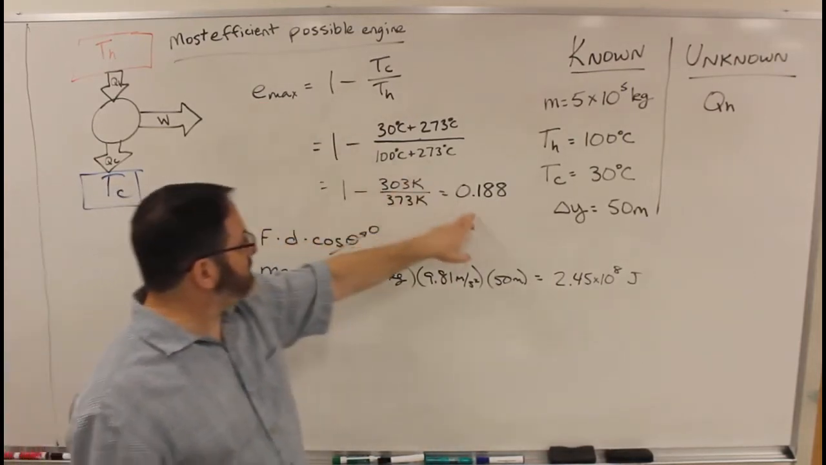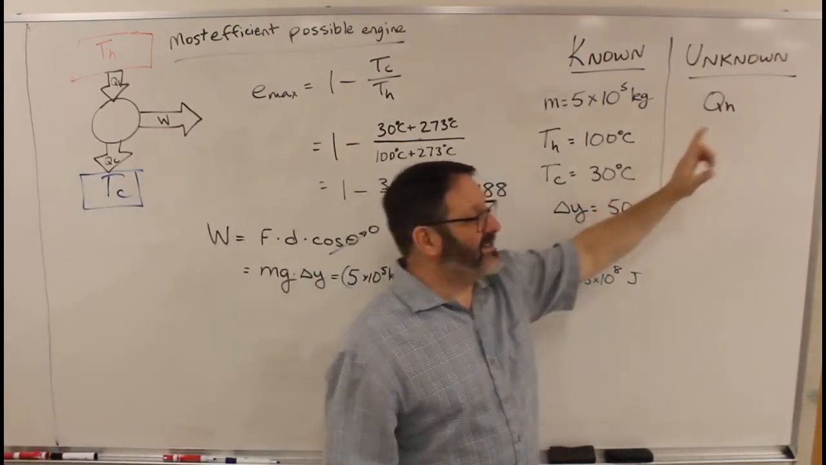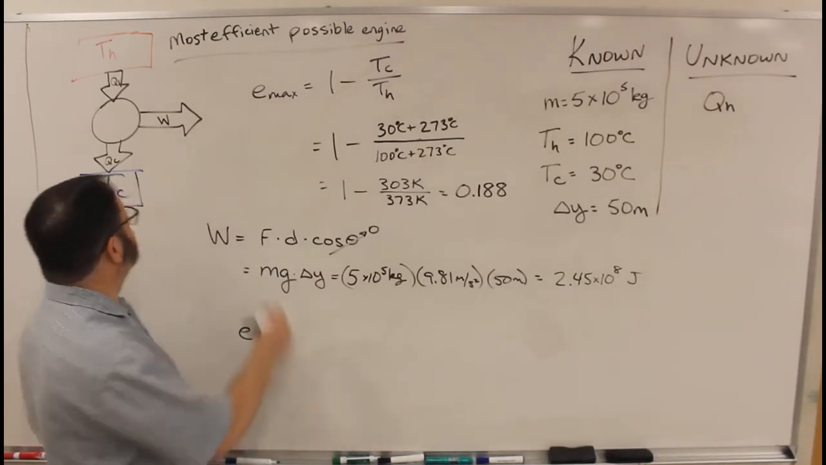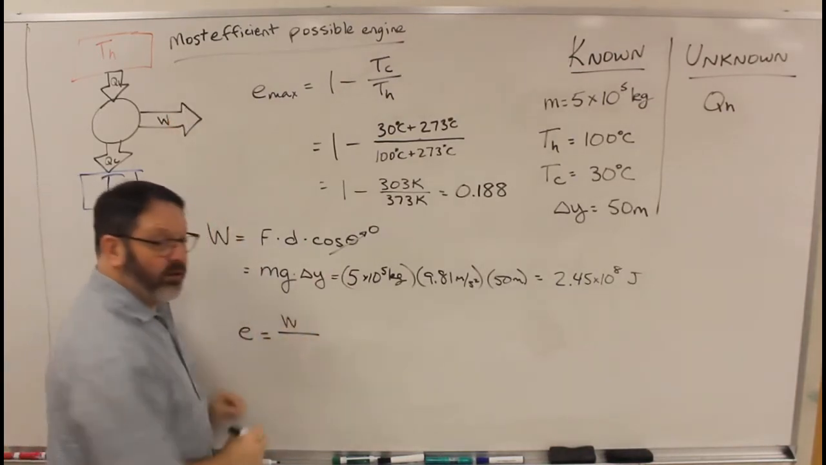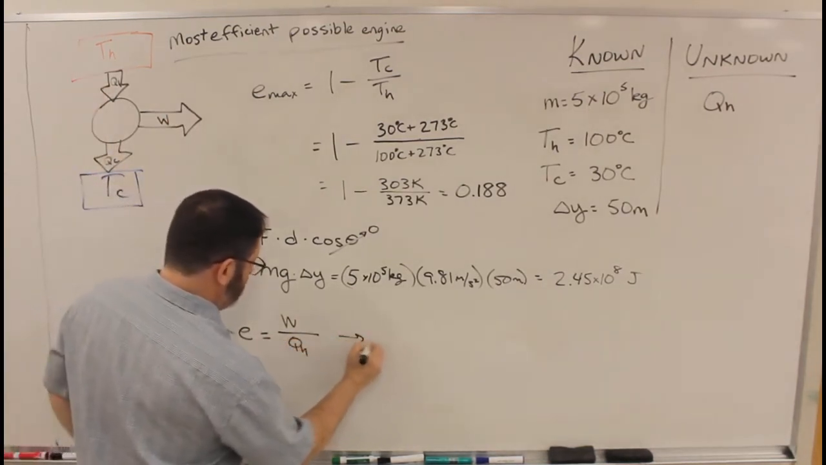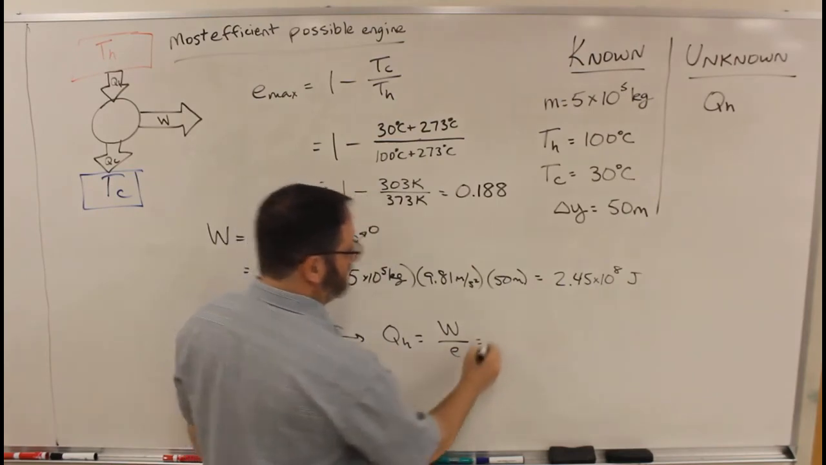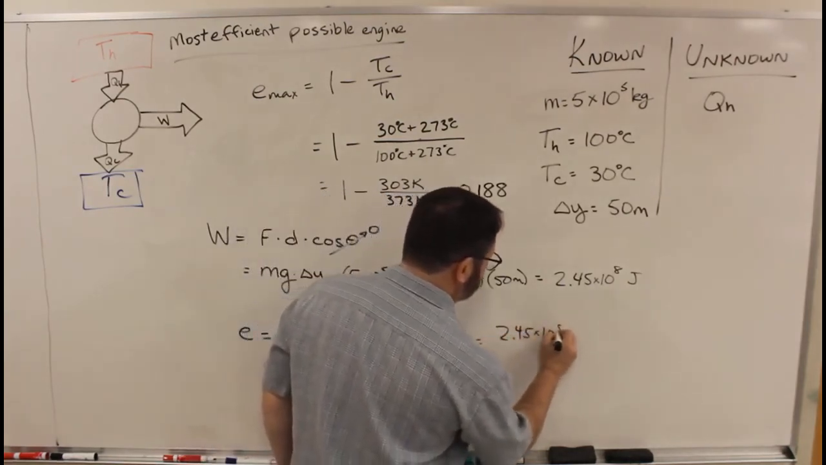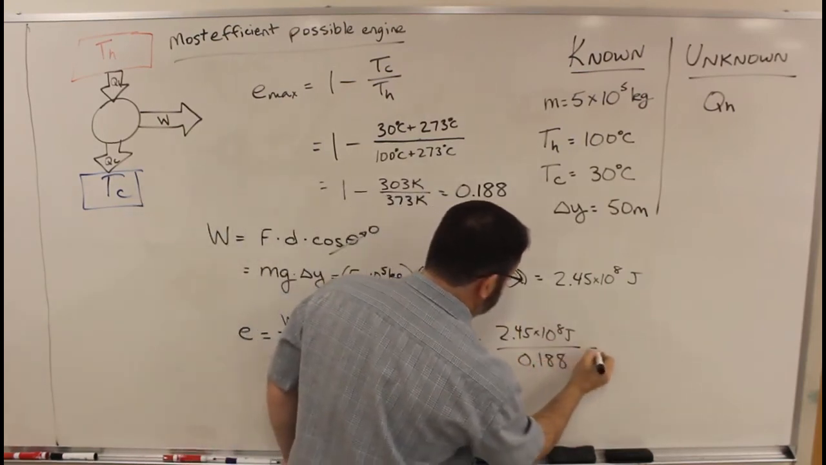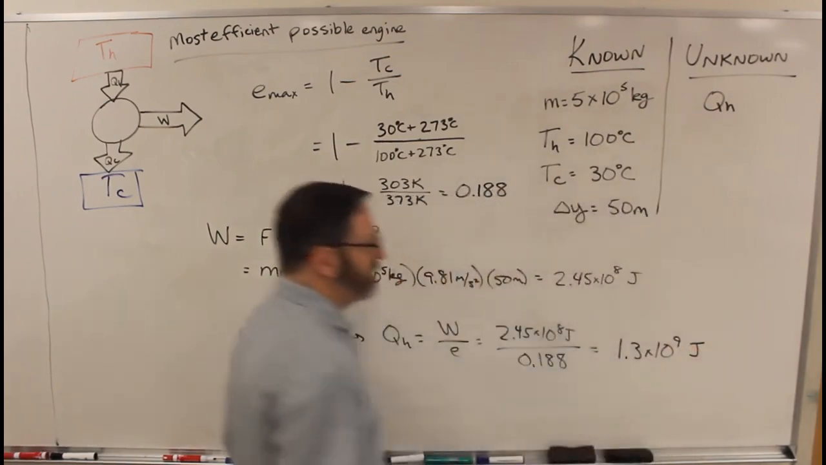All right, so now I know my efficiency and I know the amount of work. But what I'm looking for is QH. So I have to figure out this efficiency. Efficiency is what I want. In this case, I'm trying to produce work over what I put in. What I put in was the QH. So that means QH is equal to work over efficiency. Times 10 to the 9th joules of heat.